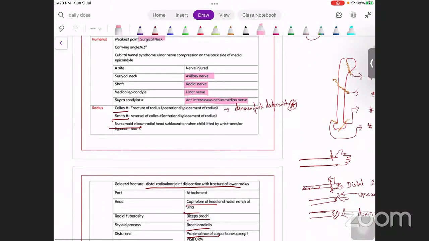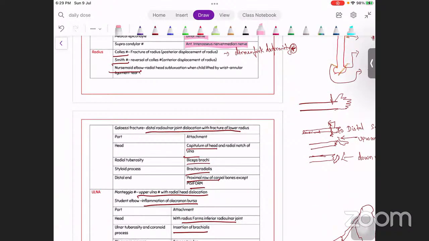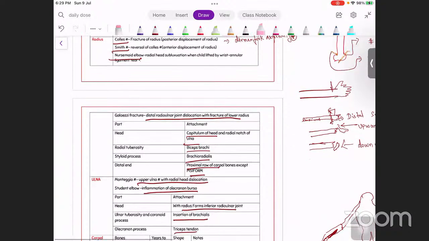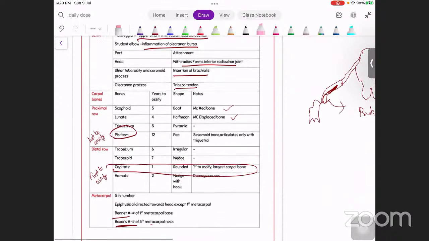Okay, then you have the radius. Colles fracture is a fracture of the radius with posterior displacement, while Smith fracture is the reversal of Colles fracture. Nursemaid elbow is subluxation of the radial head. Galeazzi fracture is distal radio-ulnar joint dislocation with fracture of the lower radius. And you have student's elbow, inflammation of the olecranon bursa.